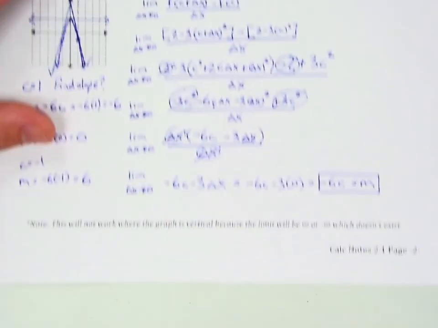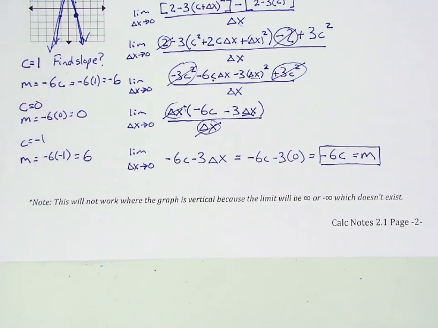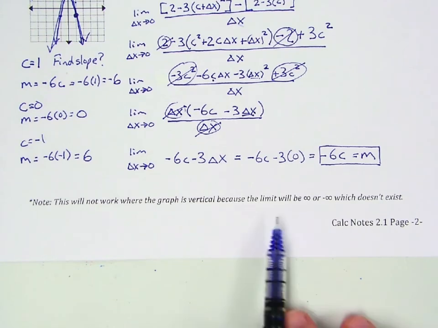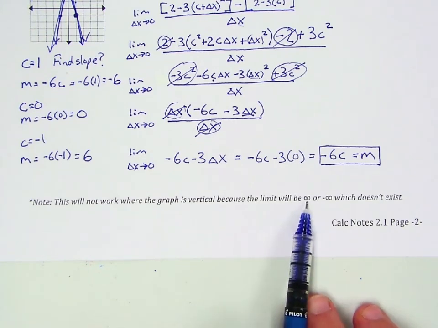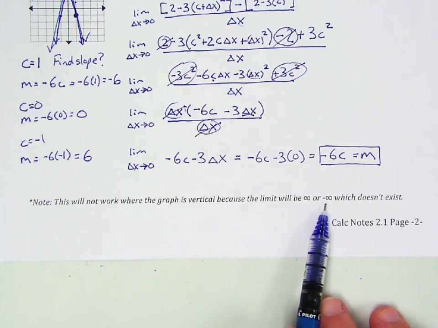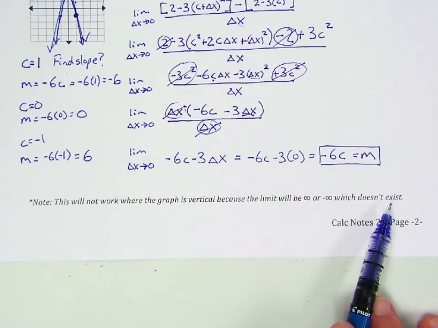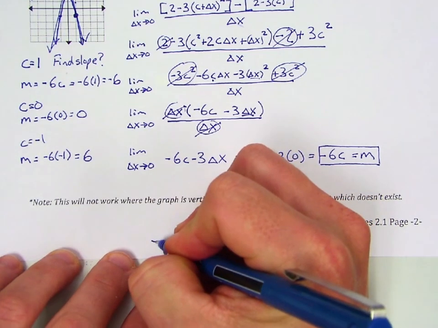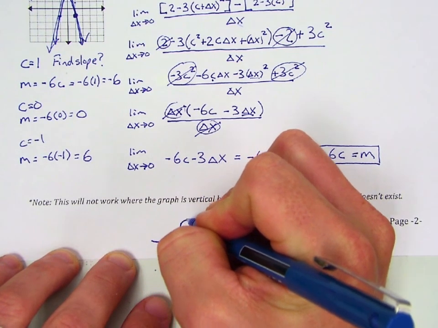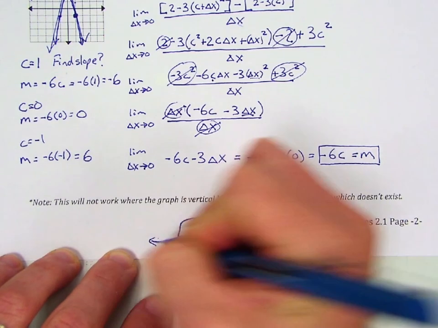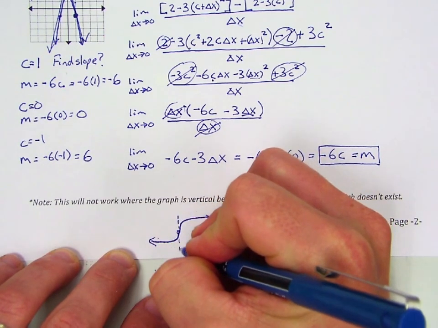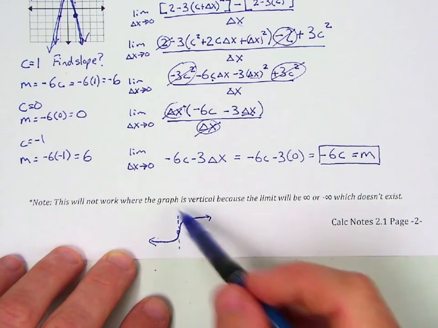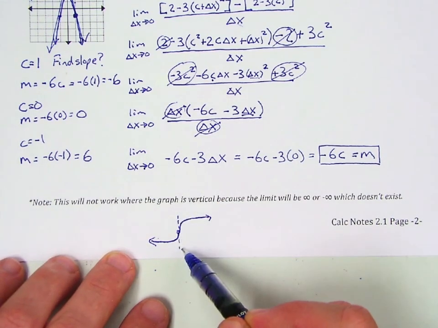Now just one note that this will not work where the graph is vertical, because the limit that you get is going to be infinity or negative infinity, which doesn't exist. So you just have to be careful. It's not going to work where we have a vertical graph. Okay. So that might be a graph that kind of looks like this one. So right here, if we have a vertical line, it's not going to give us a slope because we know vertical lines have undefined slope.